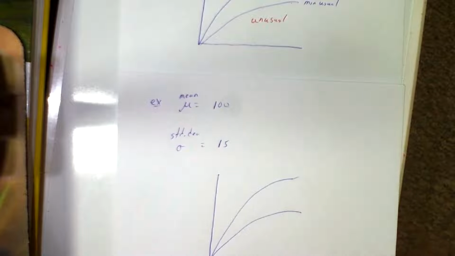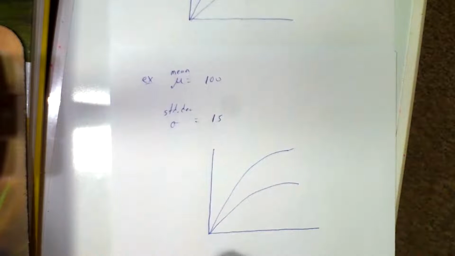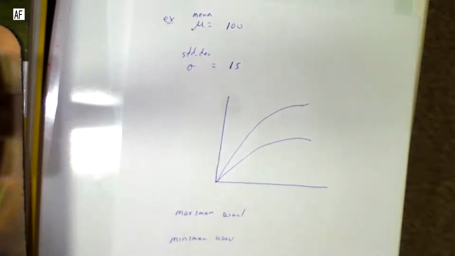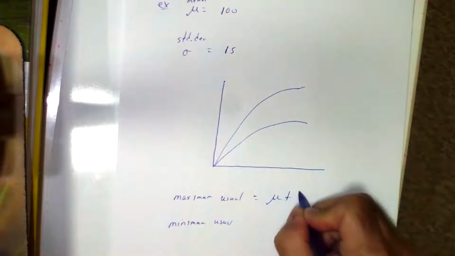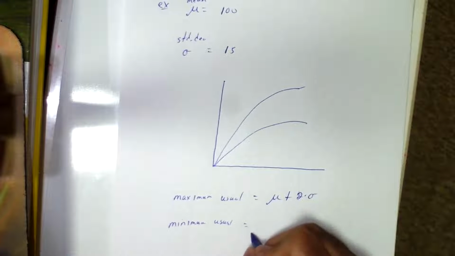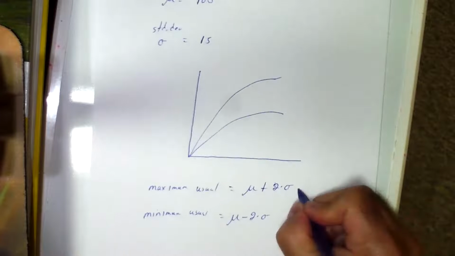Right? So I'm going to calculate what is my maximum usual value, and I want to find the minimum usual. Right, so here's my formula. Maximum is mu plus 2 times sigma. Minimum is mu minus 2 times sigma. And we substitute the numbers in.